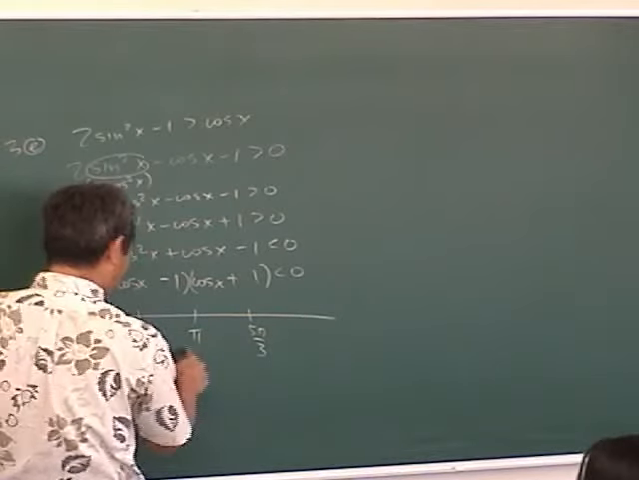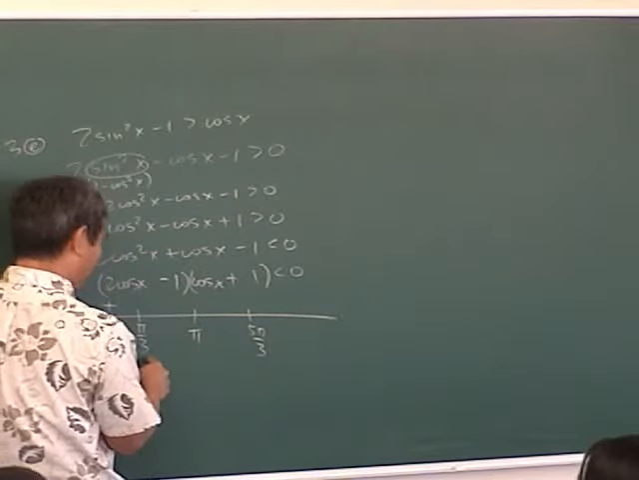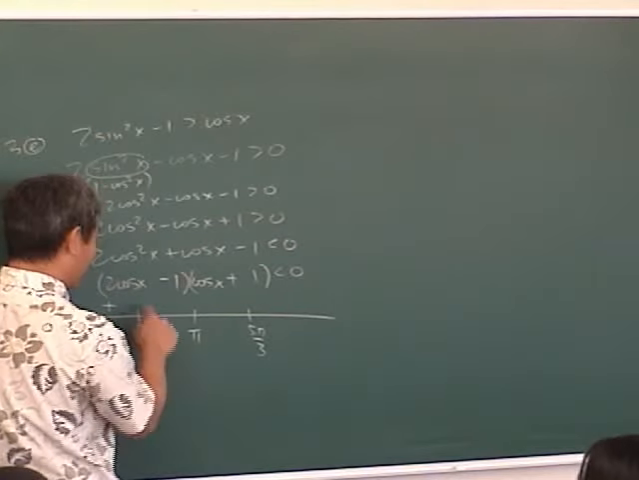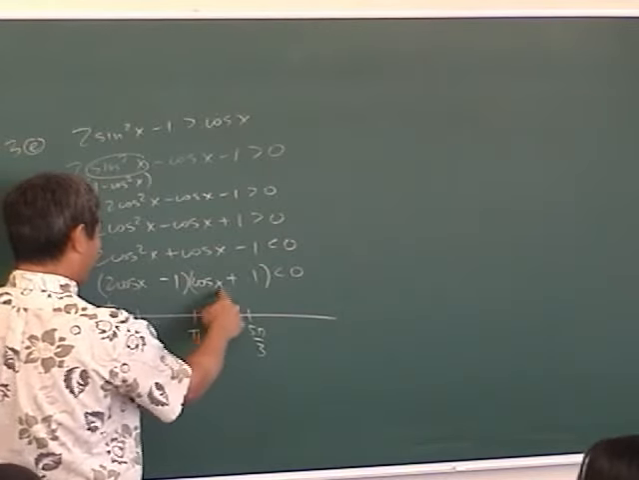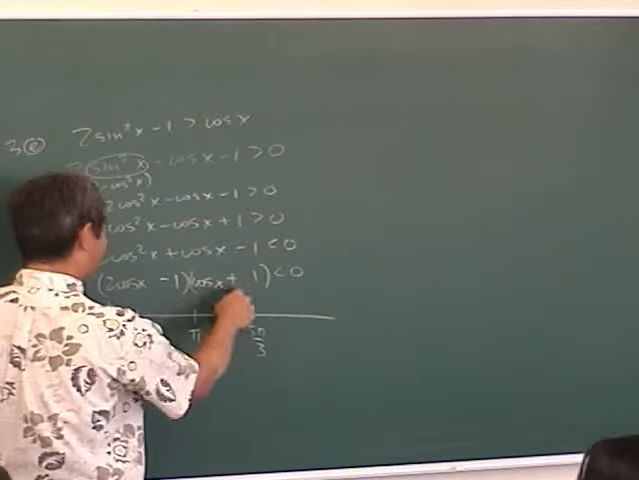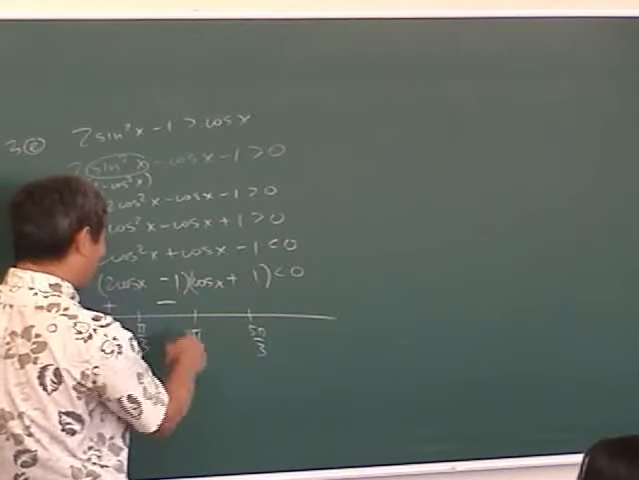Okay, think of a number between here and here. Pi over 2. Cosine of pi over 2 is 0. 0 minus 1, negative. 0 plus 1, positive. Negative times positive is negative. Yeah, but it's alternating, Mr. Park.